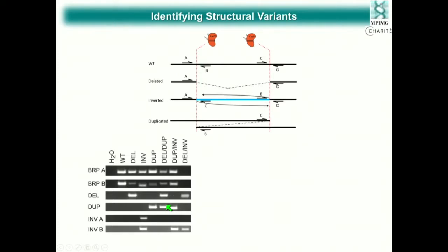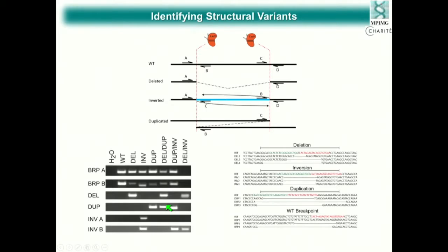The other thing that's very important to check is what happens at the targeted sites. Ideally here, in a deletion, this is the sequence that we should have if the cutting was extremely precise. However, the cutting is not precise and induces a lot of indels. So we obtain here small deletions that are different in every deletion clone that we obtain. The same is true for inversion, and the same is true for duplication.